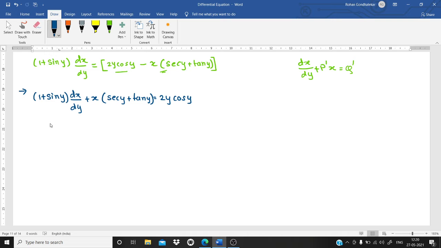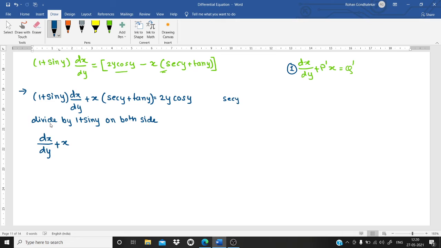Fine. Now divide by 1 + sin y on both sides. Why are we going to divide by 1 + sin y? Because the coefficient of dx/dy should be 1, and here it is 1 + sin y. So to make it 1, we divide by itself. Now, what is sec y + tan y? Sec y is 1 upon cos y, and tan y is sin y upon cos y.